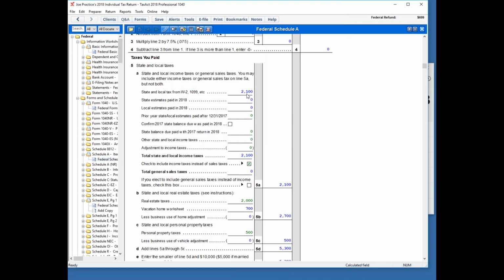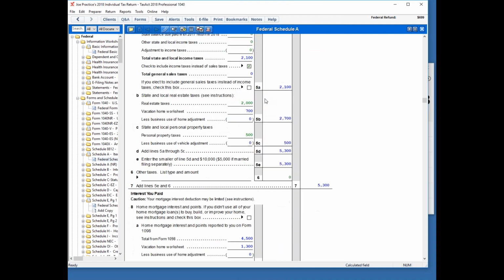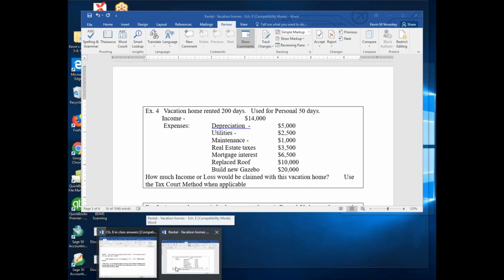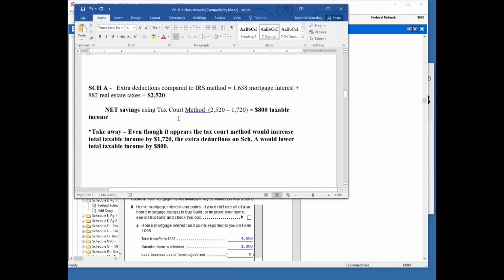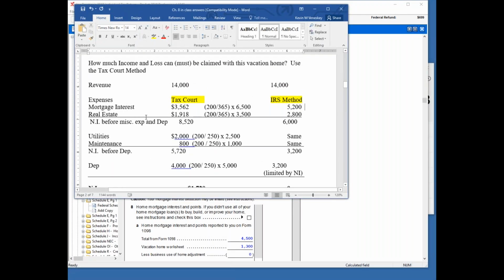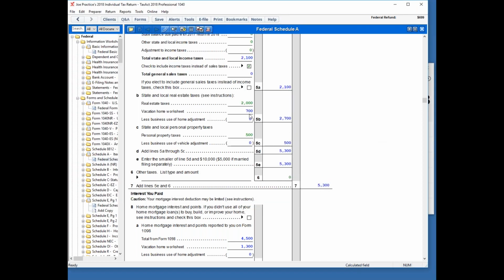So I've got my W-2 amounts, that was fine, that was already there. My previous real estate taxes. Here's my new vacation home taxes of $700. If I go back to my answers, remember of the real estate tax, there was $700 here that I didn't get to use on my Schedule E, the difference. It knows that $700 then would go to my Schedule A.